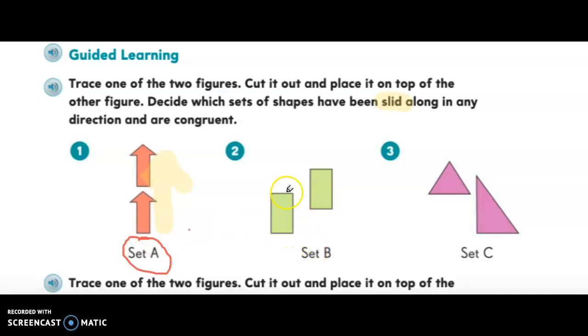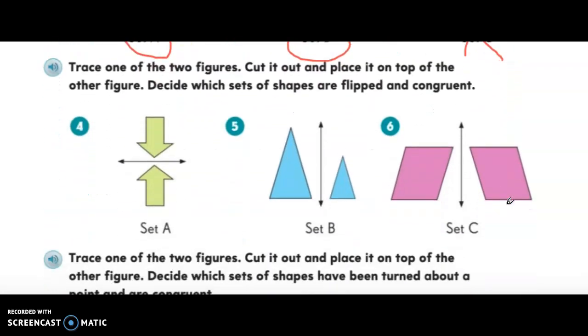Now set B, same thing, it is sliding now in an upright direction. Now it's the same size and same shape, so this is considered a slide. Now if we look at these two triangles for set C, this is getting moved, but it is also changing size and shape. So this does not count as a slide. These shapes would not be congruent based on what we talked about on the last slide. They have to stay the same size and shape.